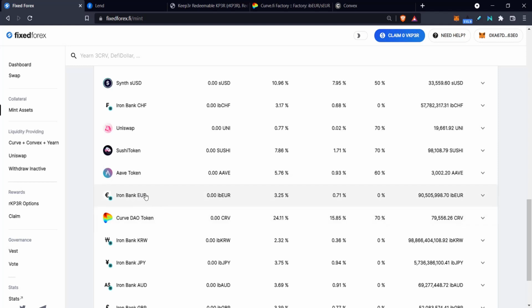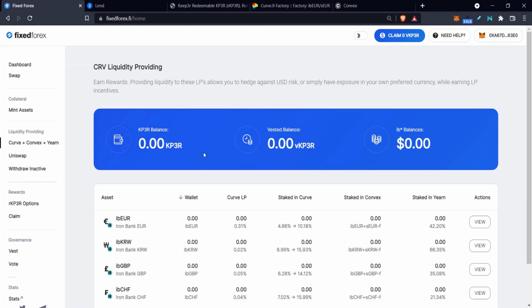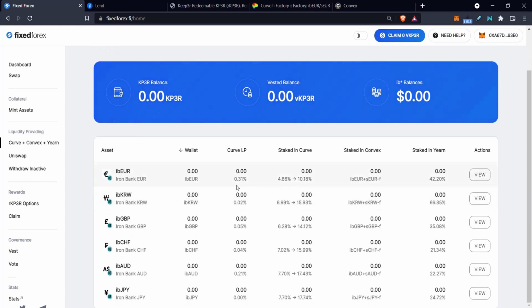Now, what can you do with these tokens right now? Because you can't swap them back to US dollars, you can go to one of these opportunities to yield farm with them.